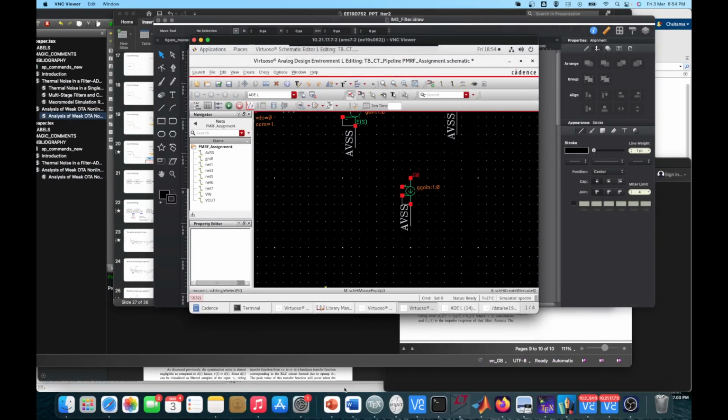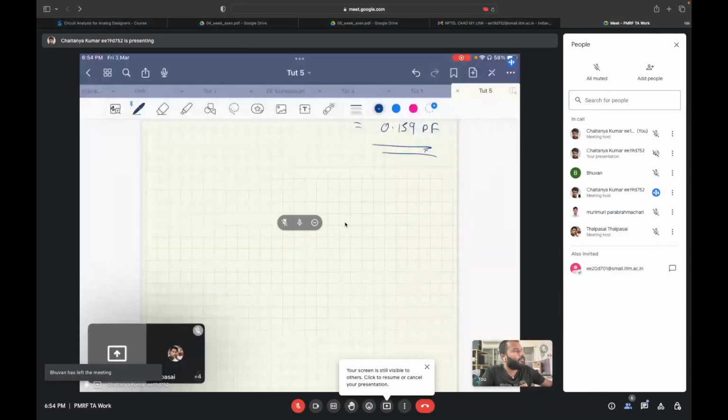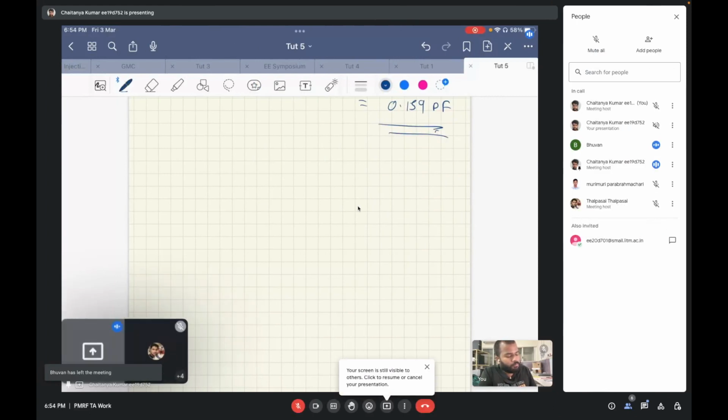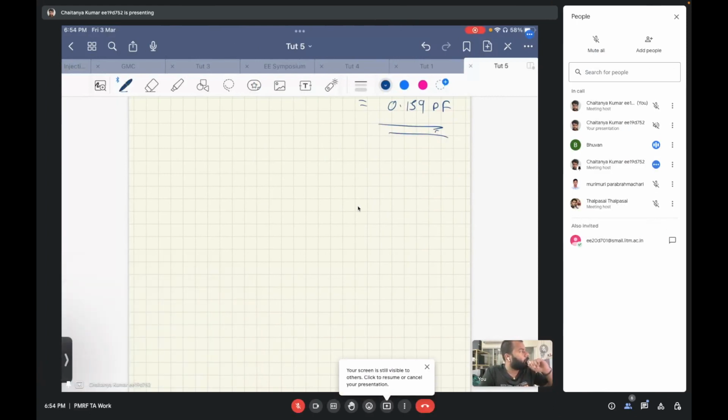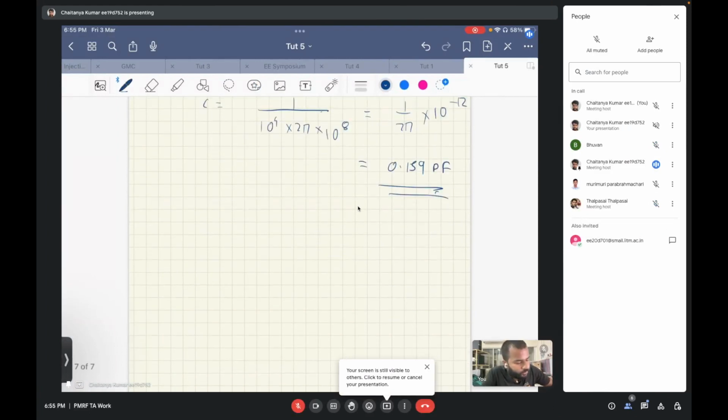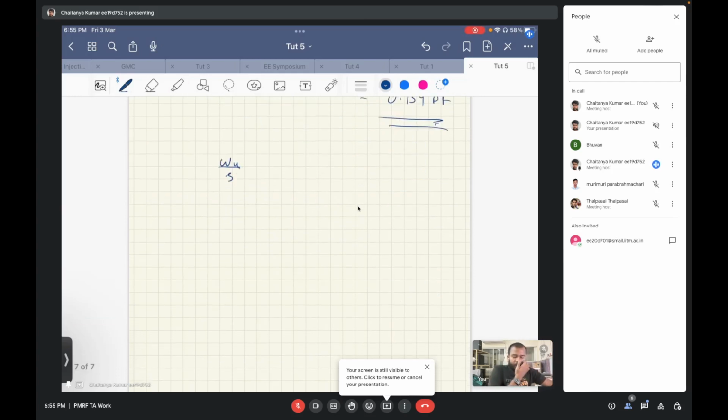Is my screen visible now? My paper screen. Yes, sir. Okay. So how do we create this omega u by s kind of transfer function in LT Spice or Cadence? Either, if your simulator has that, you can use some SVCVS kind of element. But if you don't have it in your simulator, what you can do is have a voltage controlled current source.